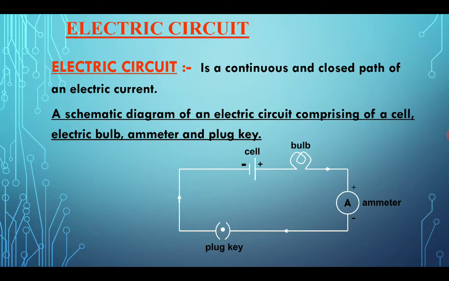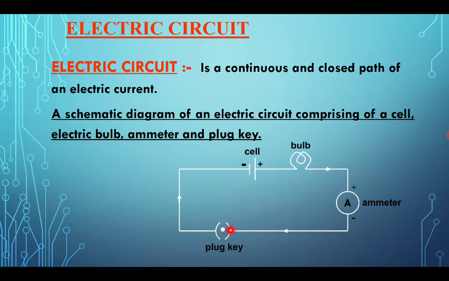Similarly, we are discussing a basic electric circuit here. An electric circuit is basically a continuous and closed path of electric current. A closed path should be there. If the path is open, no current flows through the circuit and our device will not work. So here we have a schematic of an electric circuit in which we have a cell, with a negative terminal and a positive terminal. We have a bulb which behaves as a conductor. We have an ammeter. This is the positive terminal, this is the negative terminal. We have a plug key.